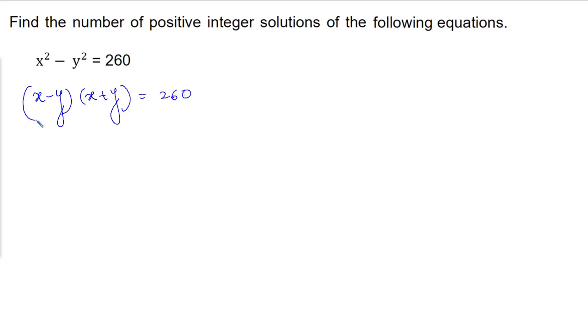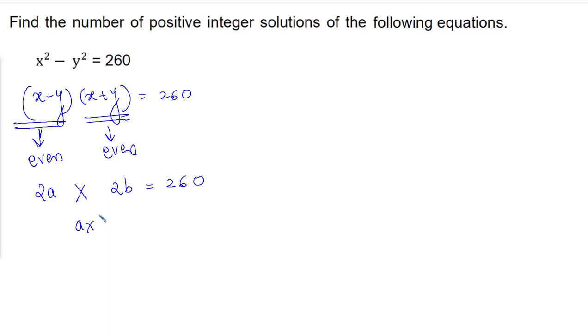The product of these two brackets is an even number, which means at least one of the brackets has to be even. If the first bracket is even, then automatically the second bracket also becomes even. So the first bracket is even, it should be in the format of 2a. The second bracket is also even, it should be in the format of 2b, and 2a into 2b is equal to 260. So the value of a into b is going to be 260 divided by 4.